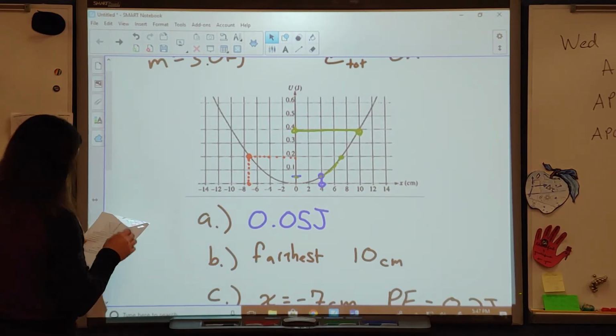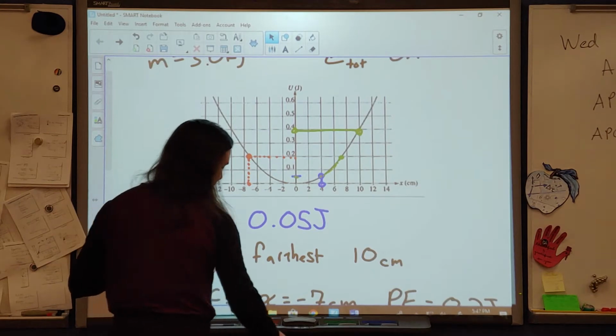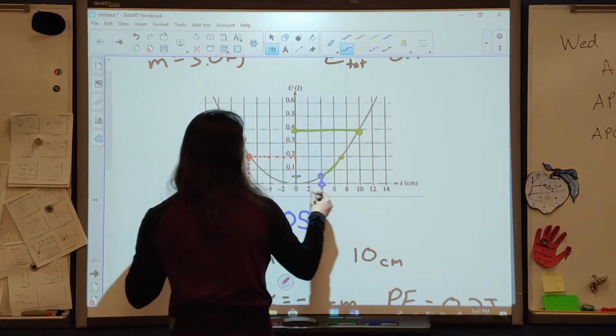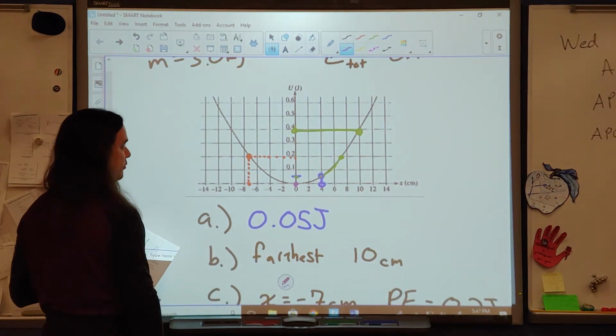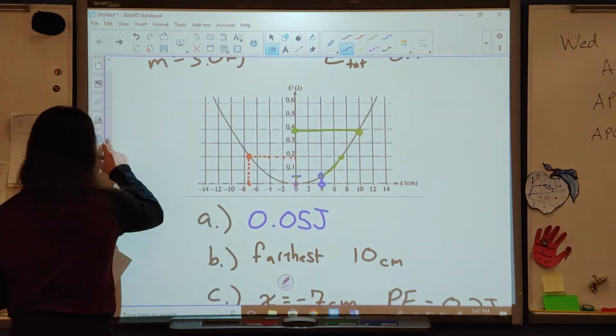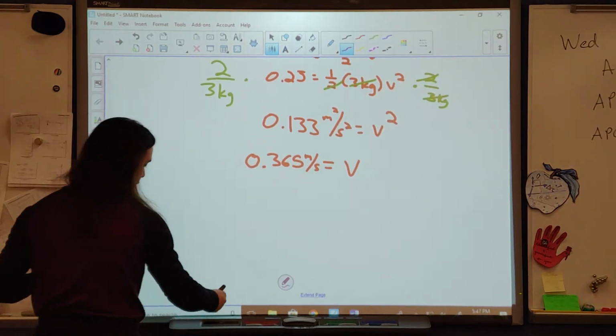Part D, however. What is the object's speed at x equals 0? Well, when the object is right here, how much potential energy do we have? Well, that's at the bottom of my potential energy, so that means that we have 0 potential energy.